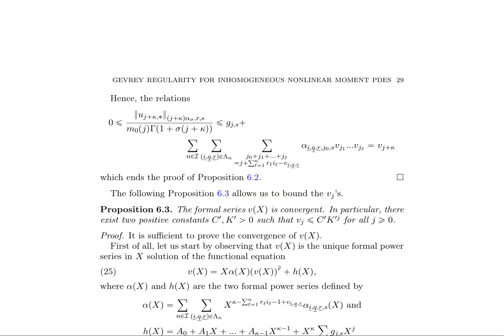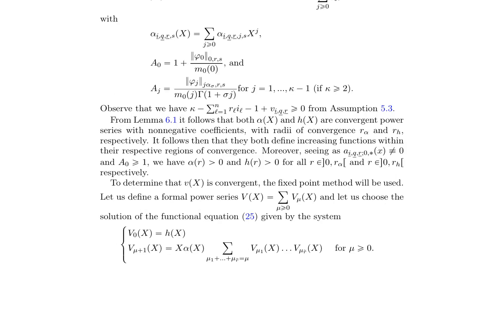The relations presented in Proposition 6.2 are utilized to establish the Gevrey regularity for inhomogeneous nonlinear moment partial differential equations. Specifically, the formal series V(x) is proven to be convergent, and two positive constants C1, K1 greater than 0 are identified such that V_j is less than or equal to C1 K1^j for all j greater than or equal to 0. To demonstrate the convergence of V(x), the functional equation, 25, is employed, where alpha(x) and h(x) are formal power series defined by specific expressions.